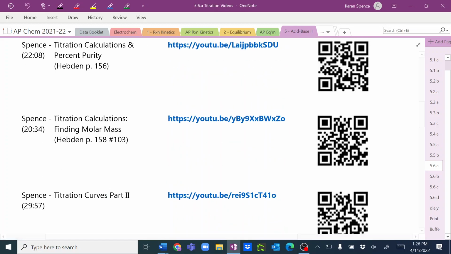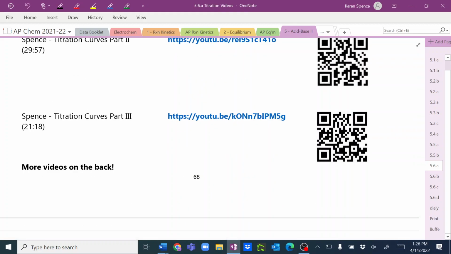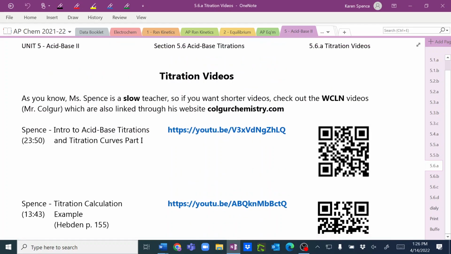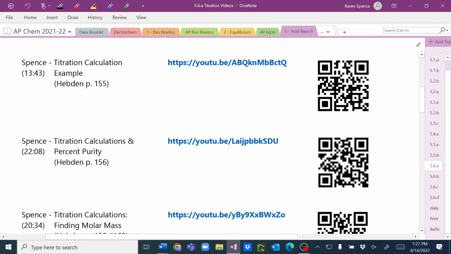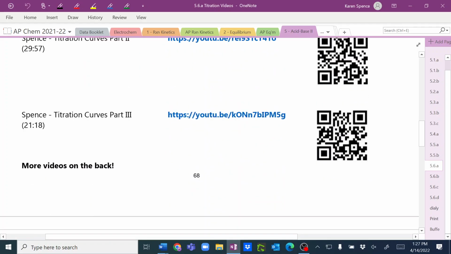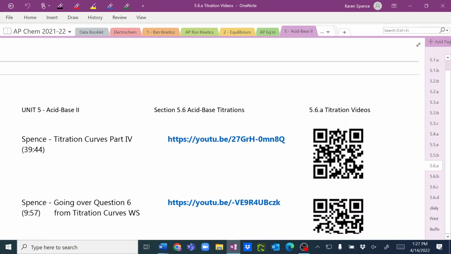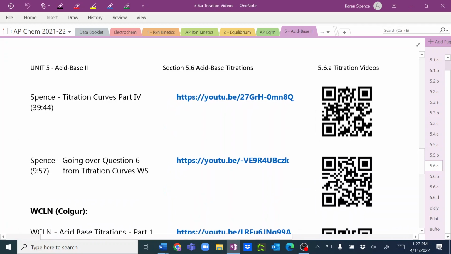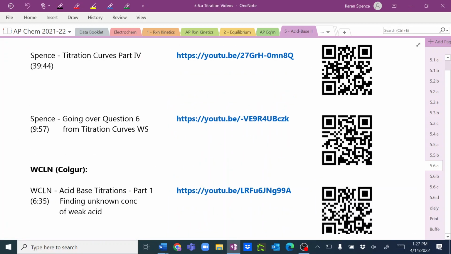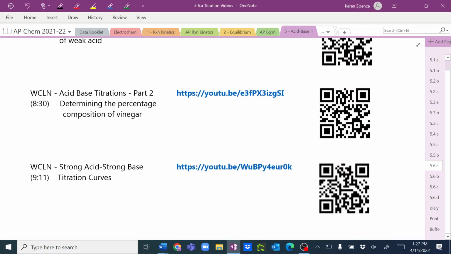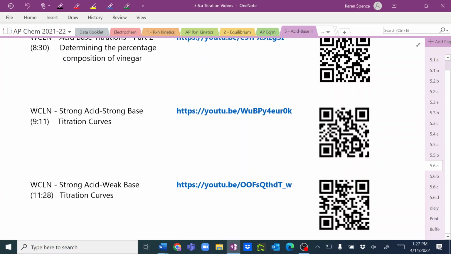Of course, there's quite a lot of stuff. You can see 23 minutes, 13, 22, 20, 29, 21, then 39, and then going over a question from the Titration Curves worksheet. We're going to try and do it in a lot less time than that. Colger has, of course, his nice little 7 to 8 minute videos, so we're all good there.